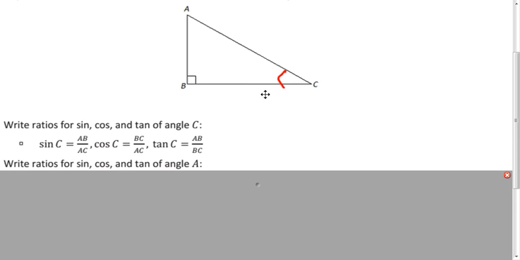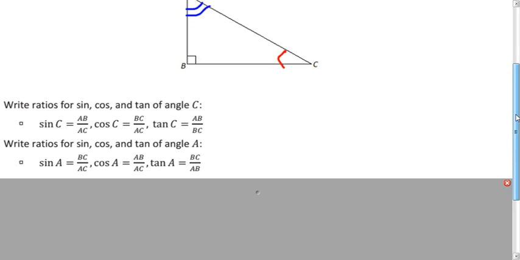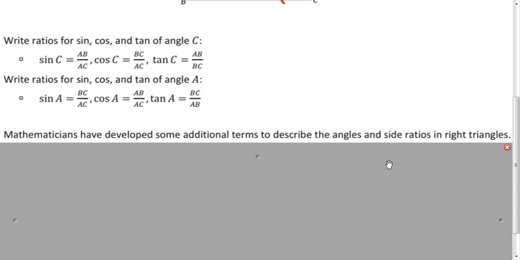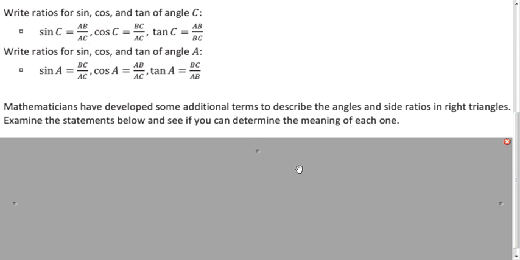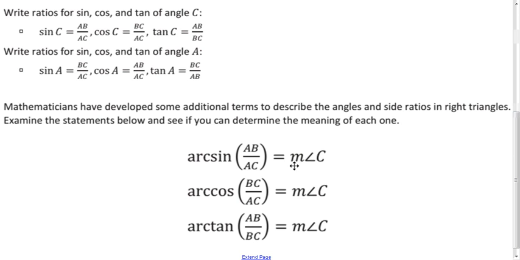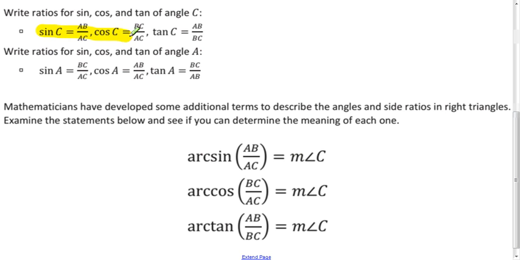And for angle A, what would the ratios be? So we're looking up here. And here they are. Now, I'm going to show you statements involving the arc sine, arc cosine, and arc tangent. See if you can figure out, based on the descriptions, how they relate to what we have up here and what they mean. Look at what we have in this first row. See how that's related to what we have down here.